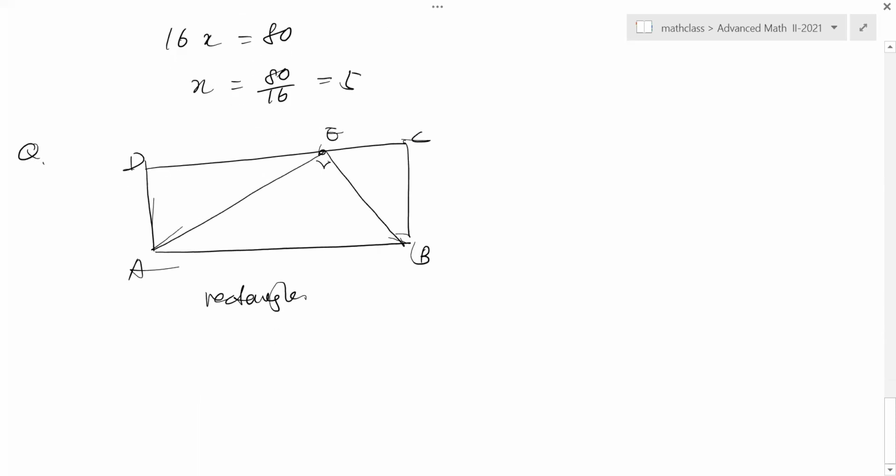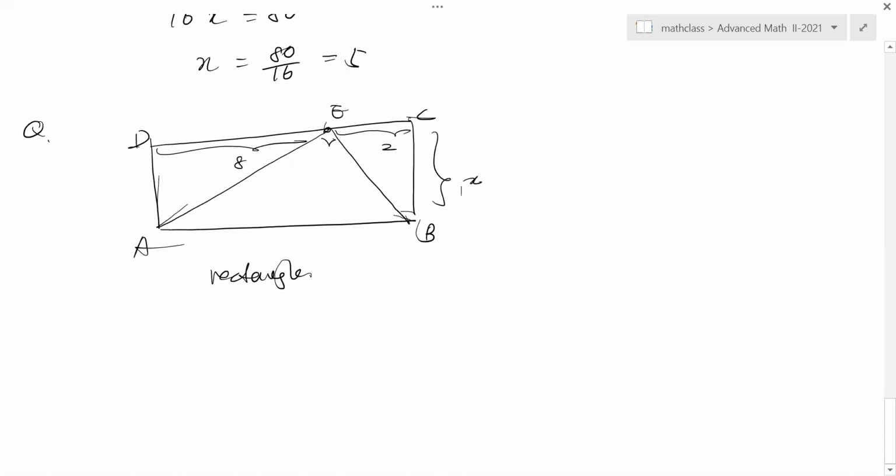Now, what we are given is the following information. EC is 2, and that will be 8. That's enough. So I want to find out the width of this rectangle. Now, can you try?